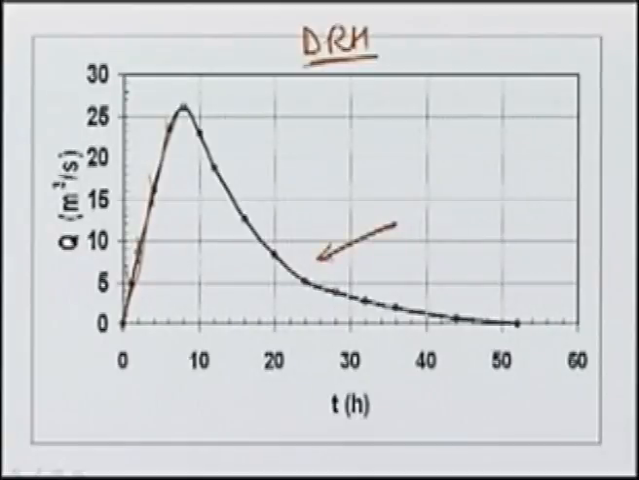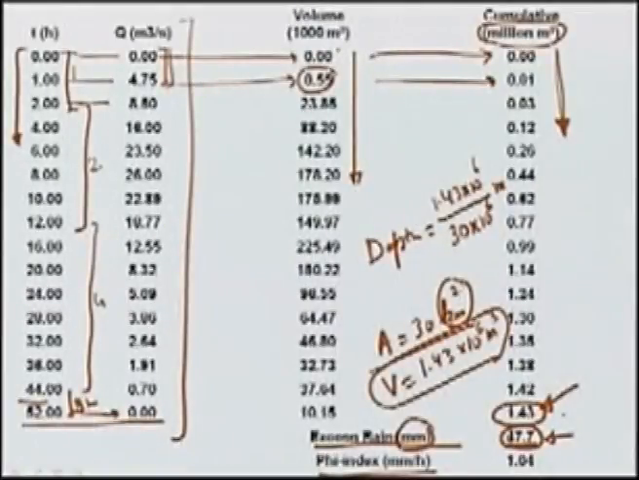So, this means that the DRH which is shown in this figure, this DRH is a result of 47.7 millimeter of rain over the entire catchment area of 30 square km. The assumption of course is that the rainfall occurs uniformly over the entire area. In that case, it should have a depth of 47.7.